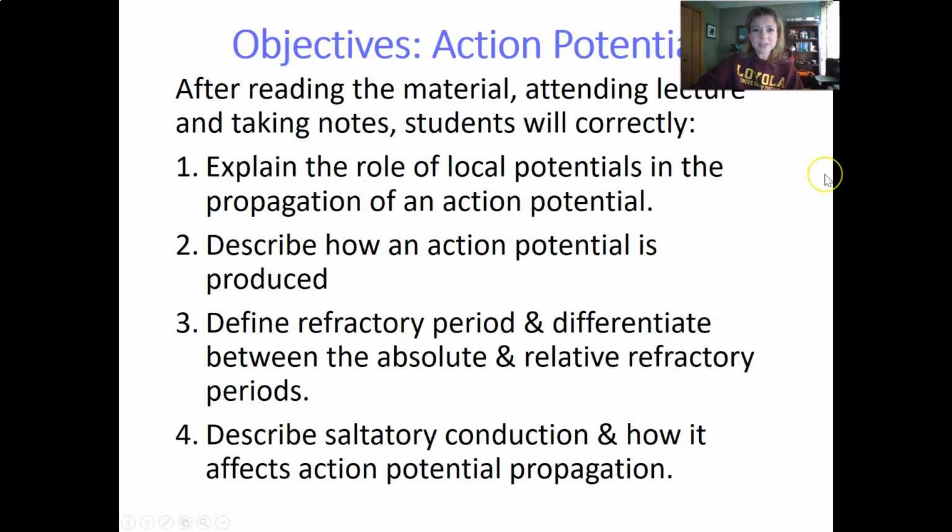All right, here are our objectives. After listening here, you should be able to explain the role of local potentials in the propagation of an action potential. You should be able to describe how an action potential is produced, define a refractory period, and differentiate between the absolute and relative refractory periods. And then number 4, describe saltatory conduction and how it affects action potential propagation.